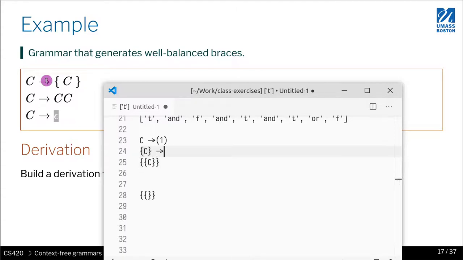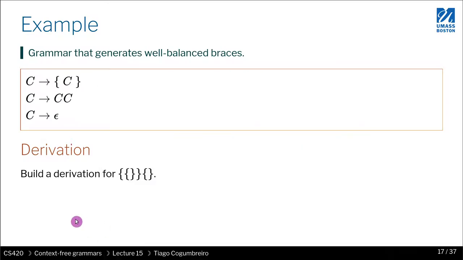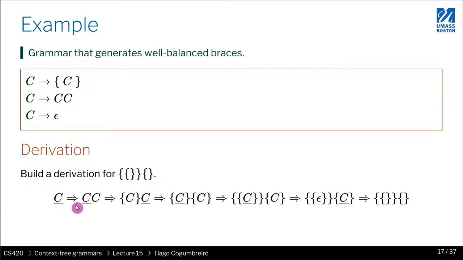I use rule one again. I write this. And then I use one, two, three. I write rule three. And I write, which is exactly the string that I wanted to accept, right? So this is accepted by my grammar, and this is a well-balanced string. So if you think about it, there's no way you could write an open brace that is not closed. So this is an example of derivation, and I underline which variables I'm replacing.